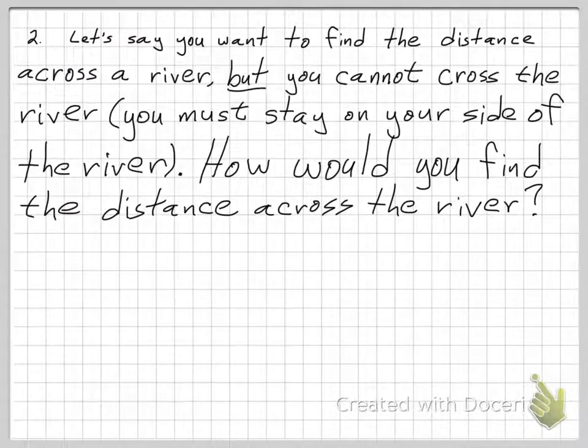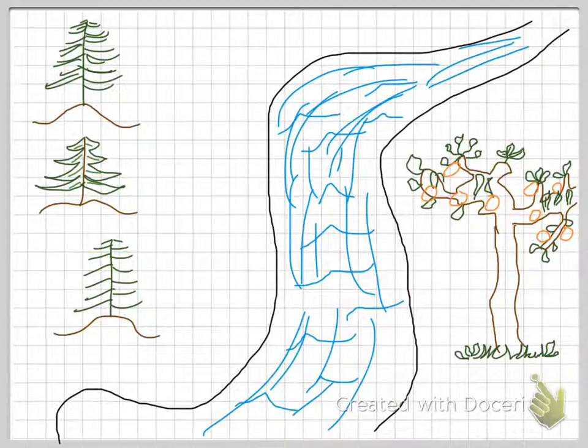Let's say you want to find the distance across a river, but you cannot cross the river. You must stay on your side of the river. How would you find the distance across the river? So here's my little picture here of the river, what's going on here.